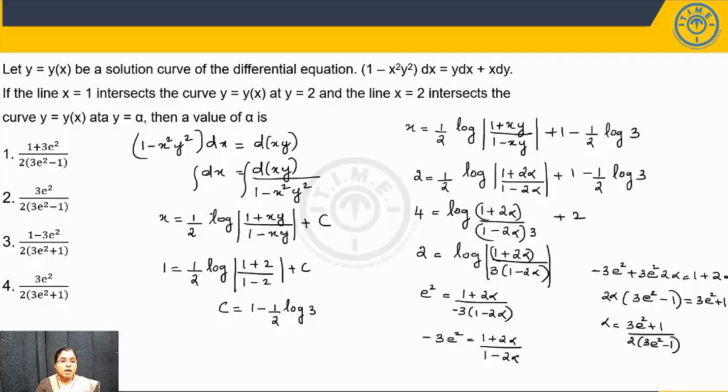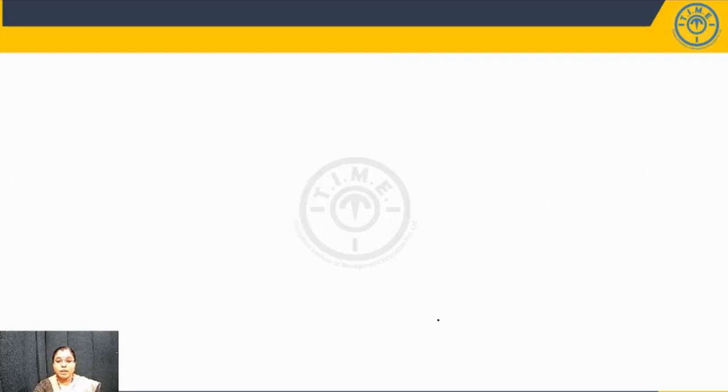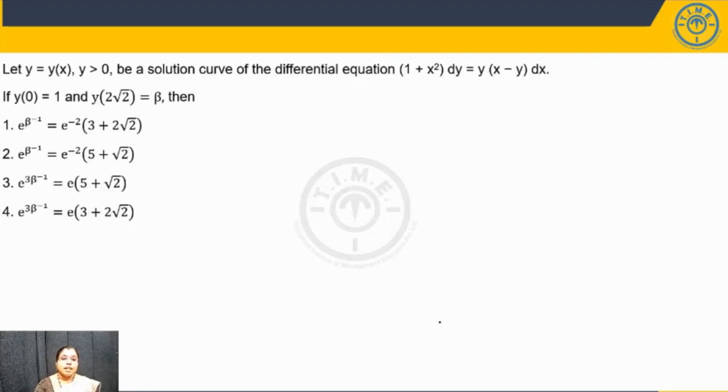So the required answer will be option 1. I hope it's clear. Now our next question is, let y = y(x) be a solution curve of the differential equation (1 + x²) dy = y(x − y) dx. If y(0) = 1, we have to find y(β) such that y(2√2) = β.